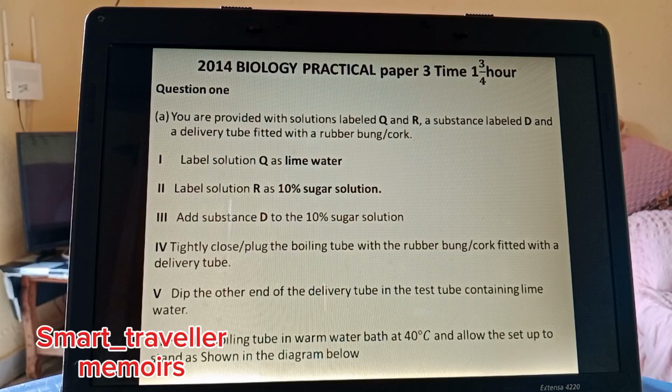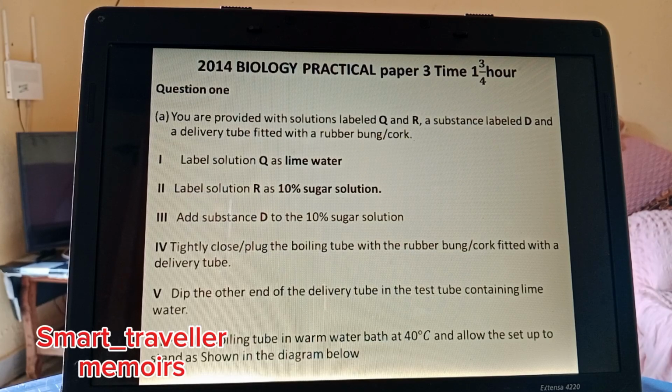Roman 1, label solution Q as lime water. 2, you label solution R as 10% sugar solution. 3, add substance D to the 10% sugar solution.